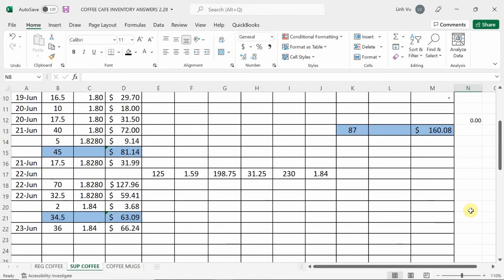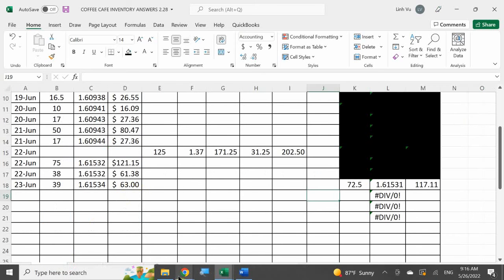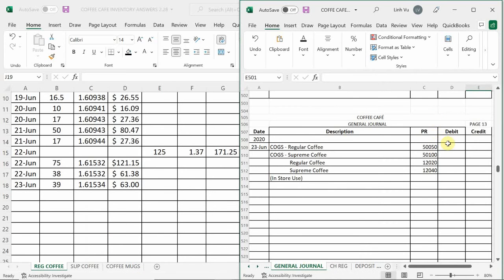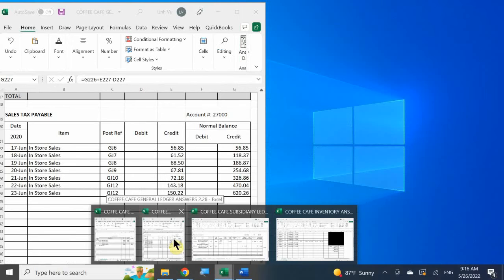Okay, and we just used up $66.24 of the Supreme coffee and $63 of the regular coffee. So 63 even, 66.24 was my Supreme. Okay. So now we got to update our ledgers to match my inventory worksheet to my ledger.